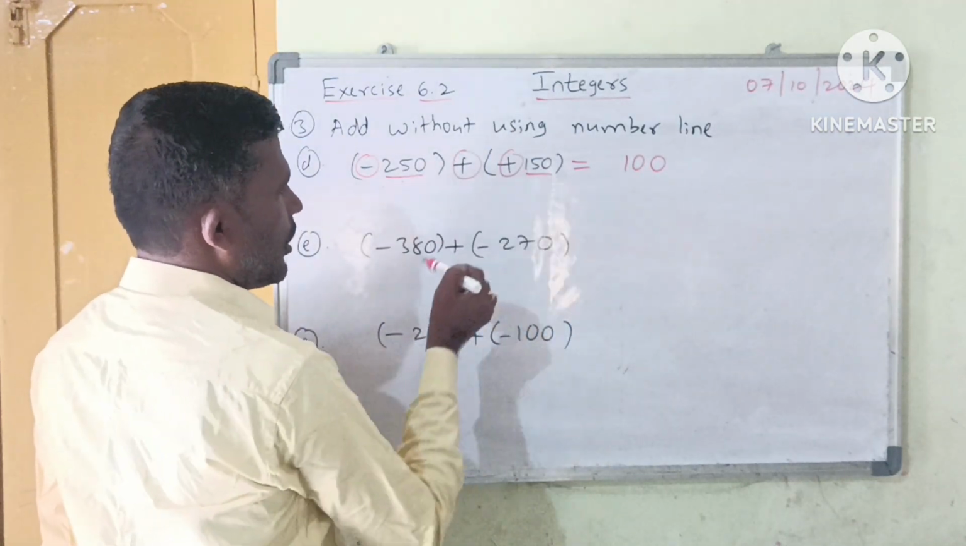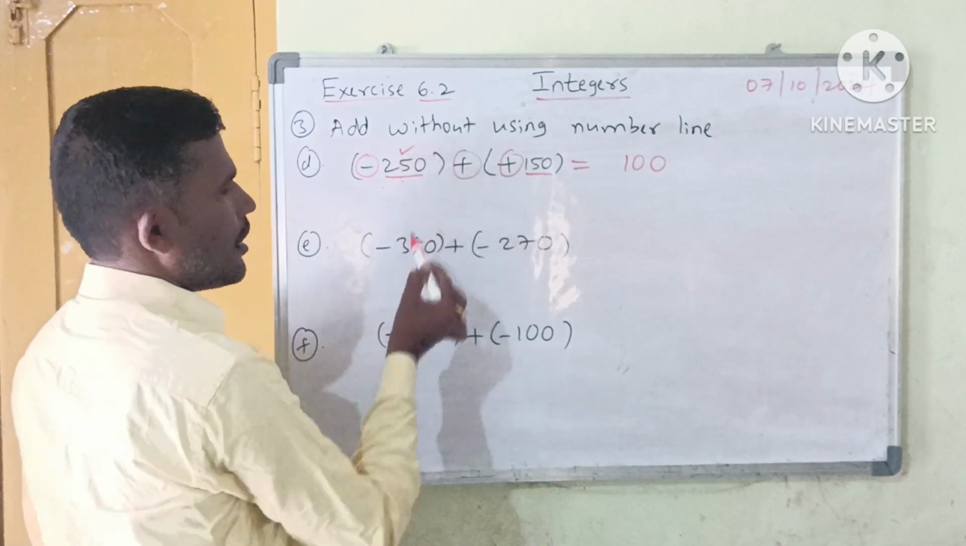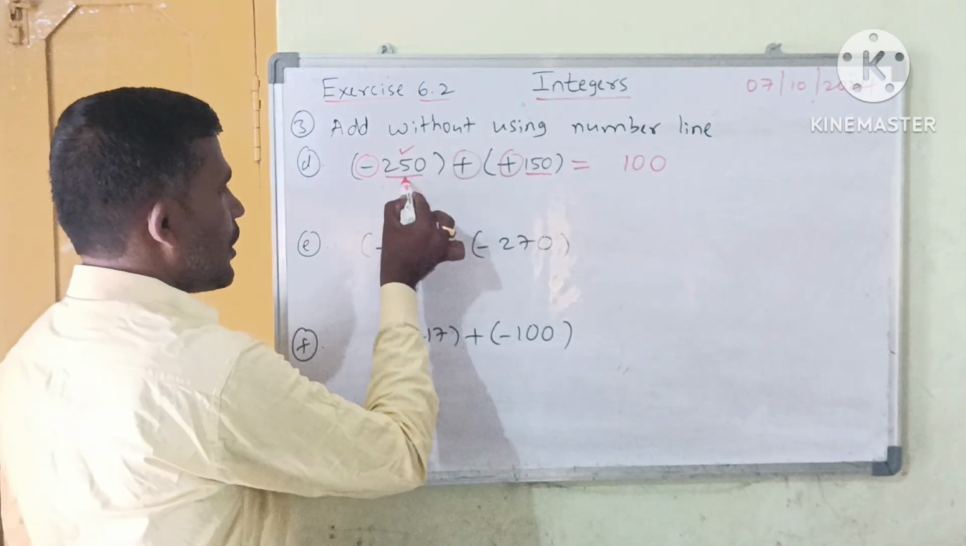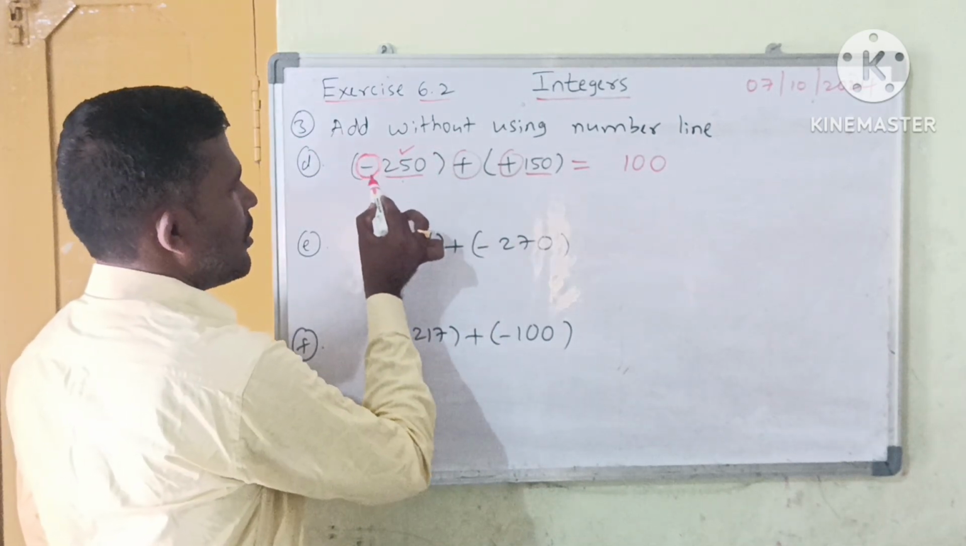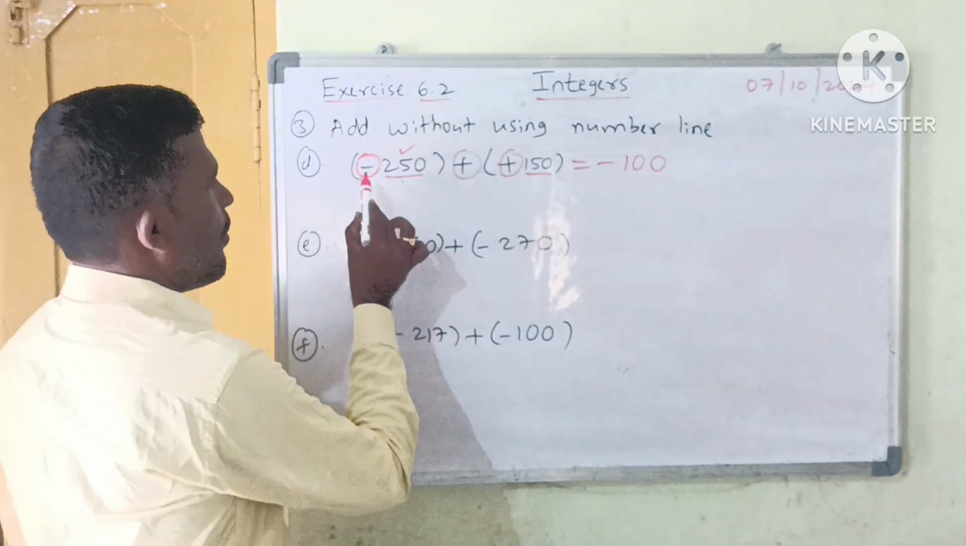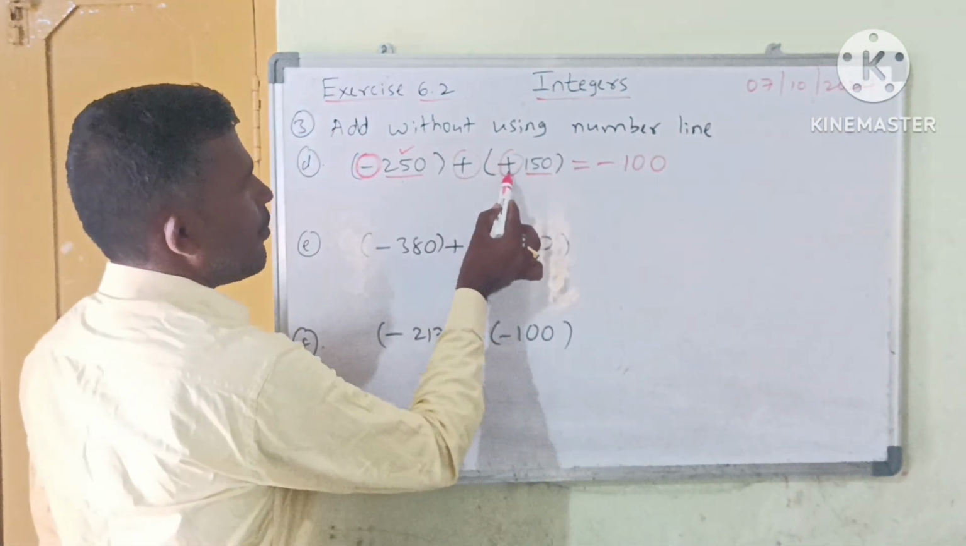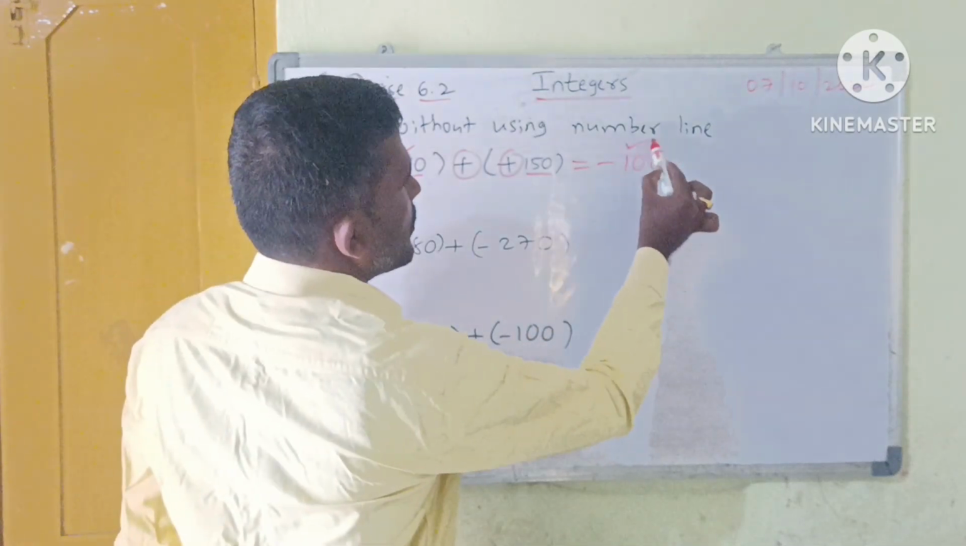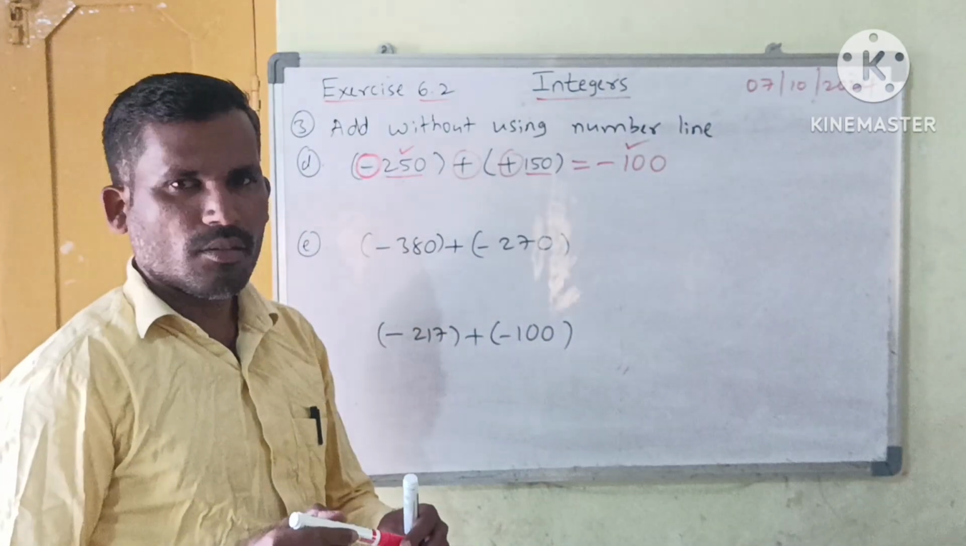In these two numbers, 250 is the bigger value. So for the bigger value, assign the negative sign. So this sign I am taking here also. That is minus 250 plus 150. Answer is minus 100.